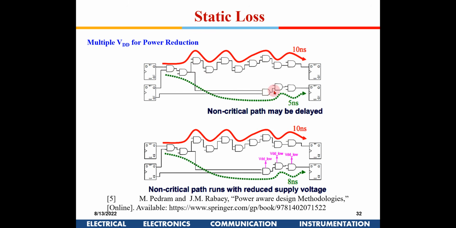This path is non-critical, because even if the data comes at 5 nanoseconds, I have to wait till 10 nanosecond here. So the clock will be set as per 10 nanosecond only. What I can do is decrease the VDD in this particular path to reduce the static loss. So that is also done in VLSI circuits. If you reduce the VDD in the second one, won't it cause the hold violation, because the second one is critical for the hold analysis?